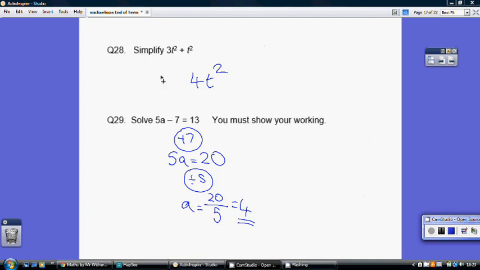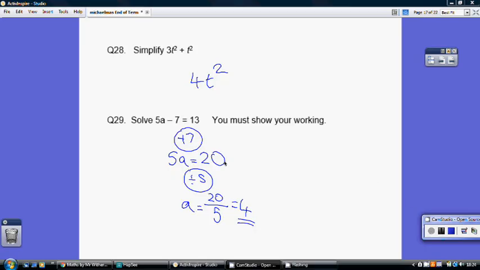Question 28. Now don't get psyched out. This is not difficult, okay? Because the two terms are both t squared. So we've just got 3 lots of t squared, and then we're adding on another lot of t squared. So we've now got 4 lots of t squared. It's just like saying we've got 3x plus x, that would be 4x, while this is just 3 lots of t squared plus 1 lot of t squared is 4 lots of t squared.